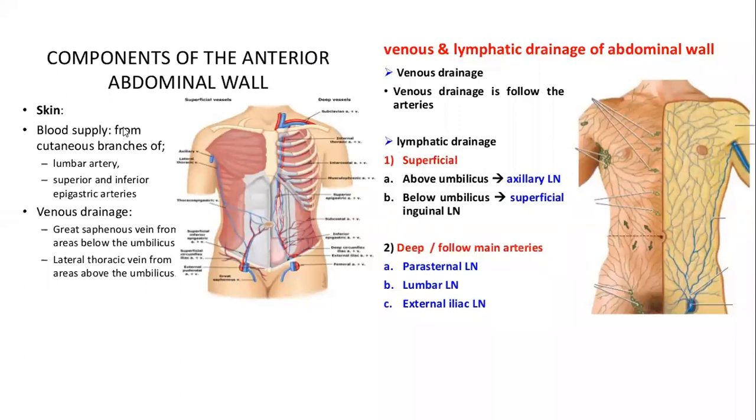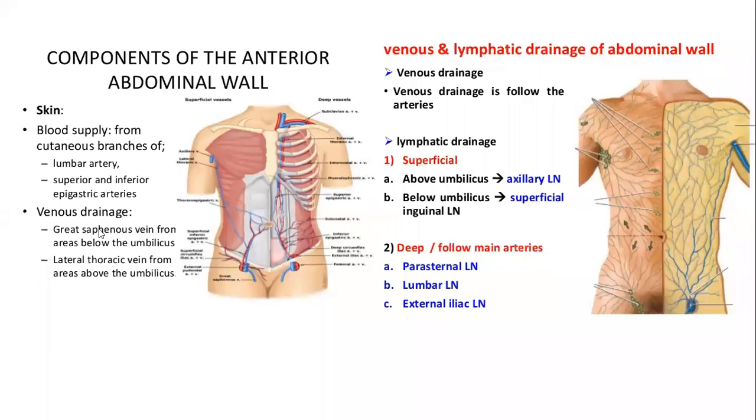Blood supply to the anterior abdominal wall is received from the cutaneous branches of the lumbar artery, superior and inferior epigastric arteries. So here in the diagram, you can see the superior epigastric and the inferior epigastric arteries. The venous drainage below the umbilicus is done by great saphenous vein, and above the umbilicus with the help of lateral thoracic vein, that is the tributary of the axillary vein.